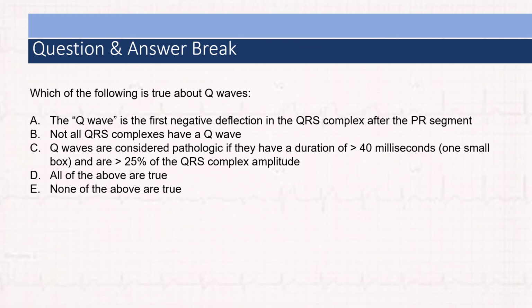Which of the following is true about Q waves? A, the Q wave is the first negative deflection in the QRS complex after the PR segment. B, not all QRS complexes have a Q wave. C, Q waves are considered pathologic if they have a duration of greater than 40 milliseconds, one small box, and are greater than 25% of the overall QRS complex amplitude. D, all of the above are true. E, none of the above are true. If you have answered D, all of the above are true, you are correct.